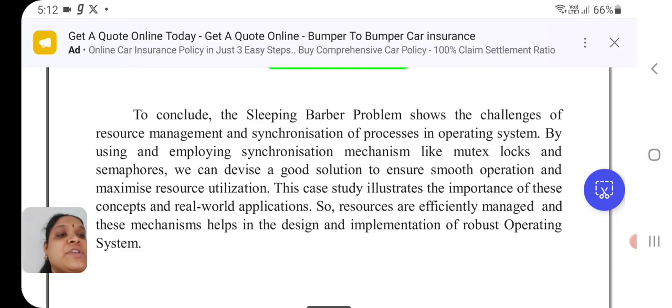So this is the conclusion here. This problem shows the challenges of resource management and synchronization of processes in operating systems. By using semaphores and mutex locks, we can devise a good solution to ensure smooth operation and maximize resource utilization. This case study helps illustrate the importance of these concepts in real world applications.